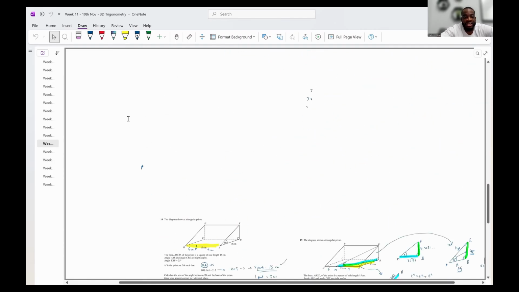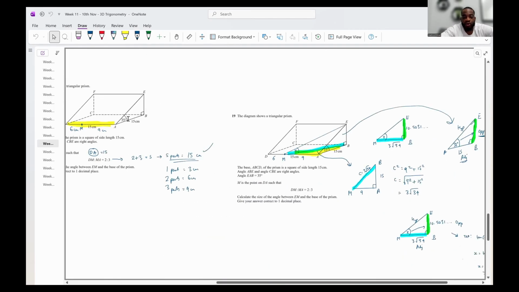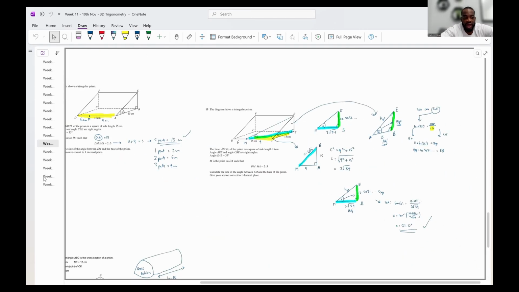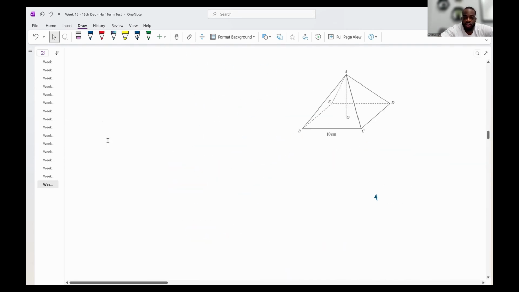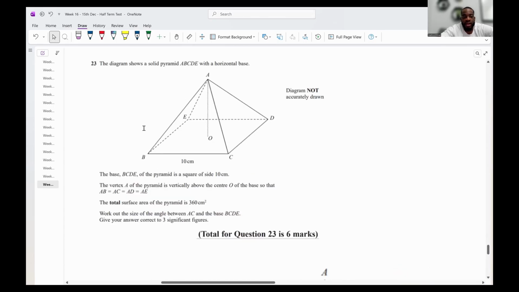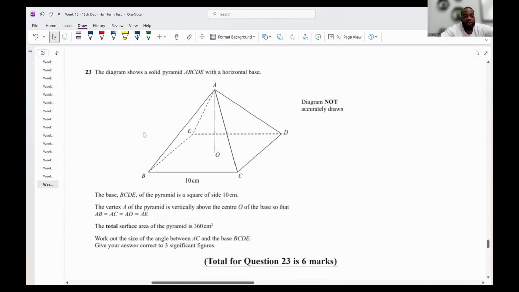What you want to do is just literally create triangles. Do you remember from when we did this? Your job is just to construct triangles upon triangles and triangles and triangles. So, with this one here, let's mark in everything they've said. They've told us to work out the size of the angle between AC and the base BCDE.